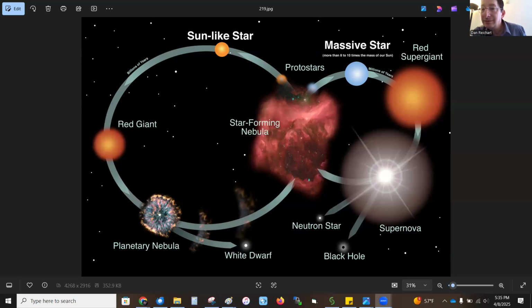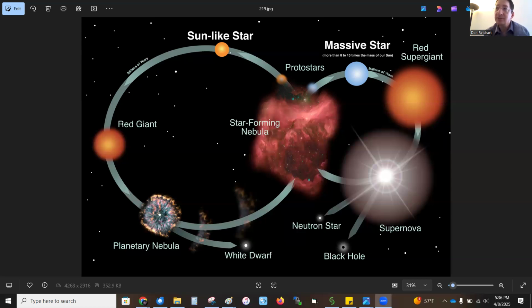Now, I love this picture. This picture kind of summarizes everything. So we'll start here and then we'll dig in deeper. In the center, we have a cloud of gas, and that's where the stars form. And you can form low mass stars, which have a particular evolutionary path. That's the one on the left, or high mass stars, and that's the evolutionary path on the right.